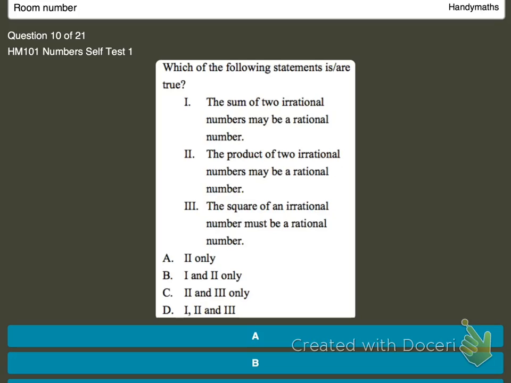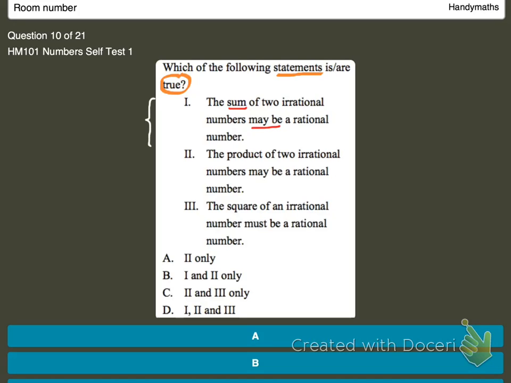Now this question here, number 10, we're asked to determine which of the statements here is or are true. So let's go through one by one. Now the first statement here says the sum, meaning two numbers added together, of two irrational numbers may be a rational number. So let's find an example of two irrational numbers added together.